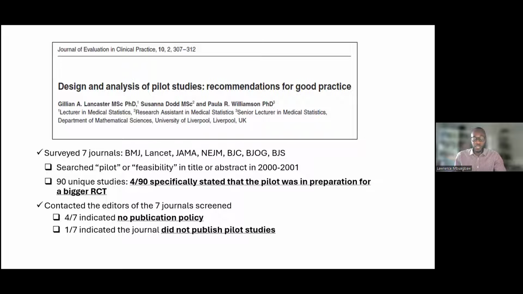And when we spoke to the editors of these journals, 4 out of 7 indicated that they had no policy, no publication policy for pilot and feasibility studies. And 1 out of 7 of the journals indicated that they did not publish pilot studies, even though we found pilot studies in their journals, right?